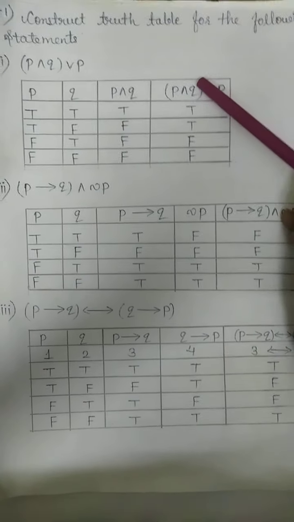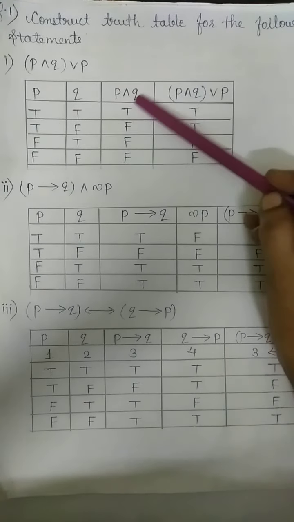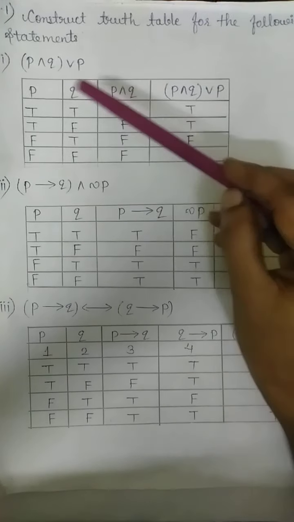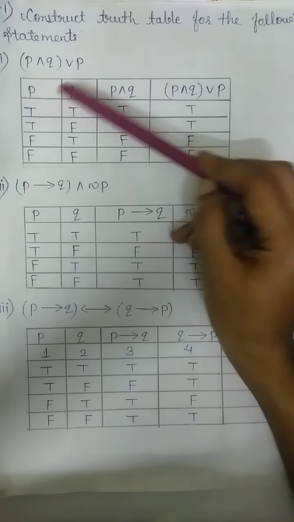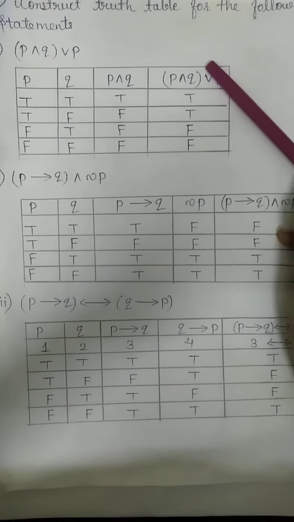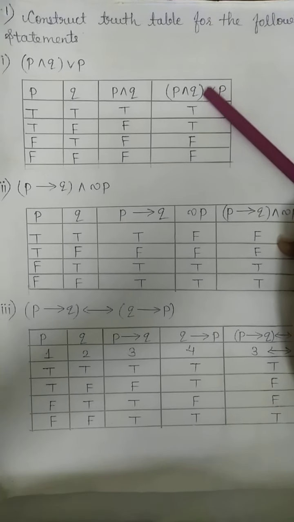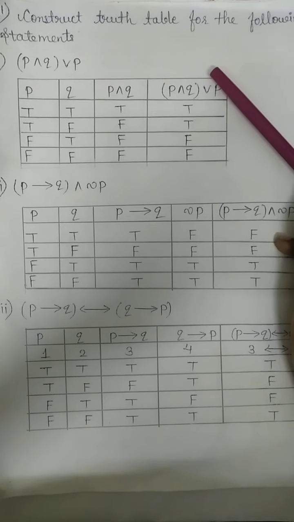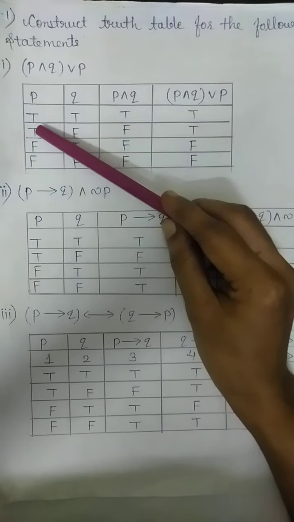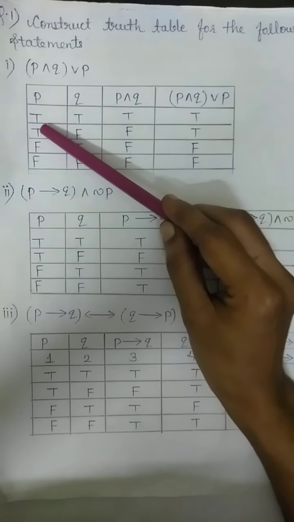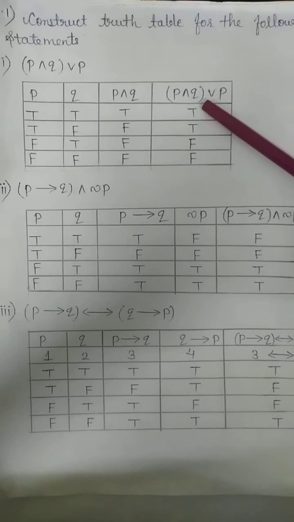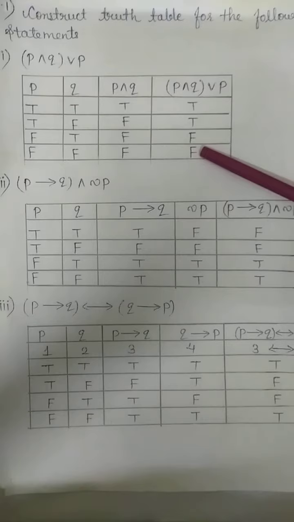Now here we require P and Q or P. So this column or P. These two we are going to consider for the logical connective OR. Now we remember the table for OR. Out of two statements, any one is true, then answer is true. So first one will be true, second one will be true because one true is present here, and remaining two will be false. So our last column is T, T, F, F.